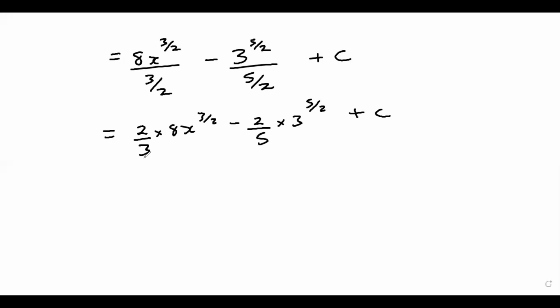So 2 times 8, that's 16. So that's 16 over 3 x to the 3 over 2 minus 6 over 5. Oh, I forgot the x here. x to the 5 over 2 plus c. And that would be the final answer.